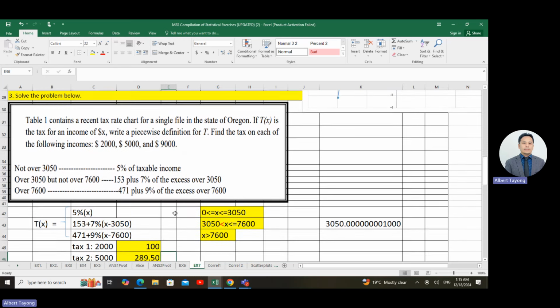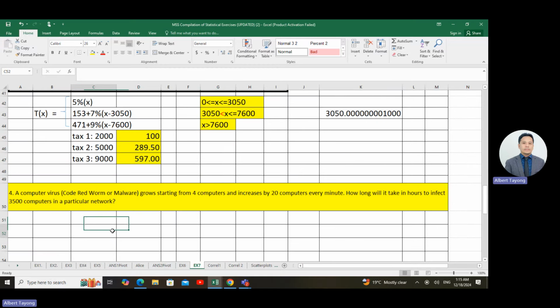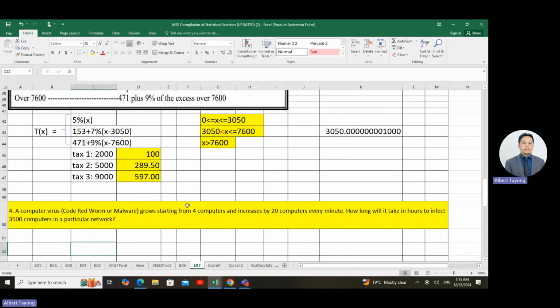Okay. So this is how to solve this particular problem. The last one is an example of linear function. This one is piecewise defined function. Okay, this function here, that is piecewise defined function.